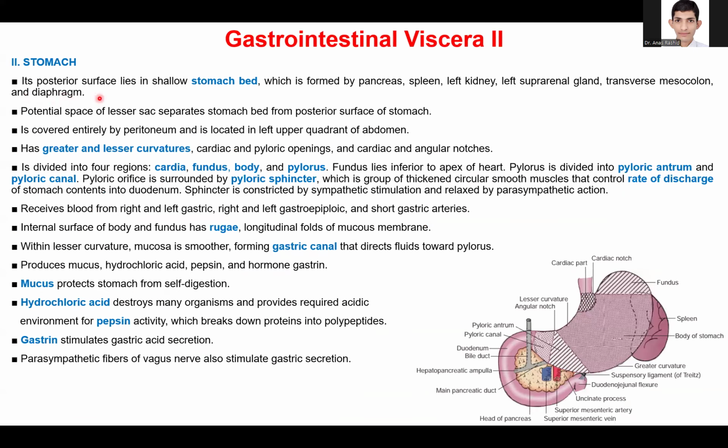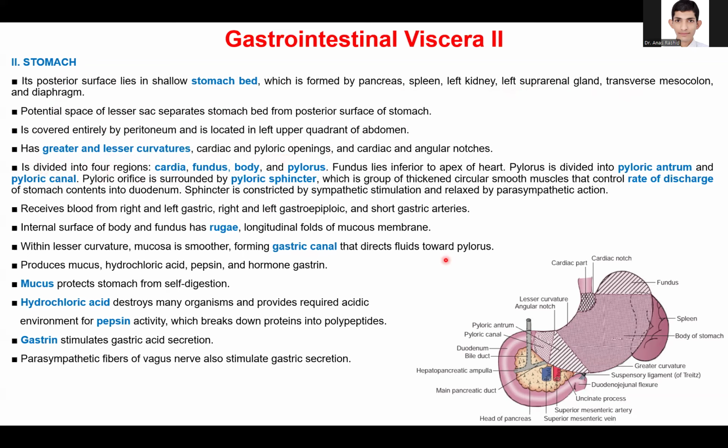The stomach's posterior surface lies in a shallow stomach bed, which is formed by the pancreas, spleen, left kidney, left suprarenal gland, transverse mesocolon, and diaphragm. The potential space of the lesser sac separates the stomach bed from the posterior surface of the stomach. It is covered entirely by peritoneum and is located in the left upper quadrant of the abdomen. It has greater and lesser curvatures, cardiac and pyloric openings, and cardiac and angular notches.